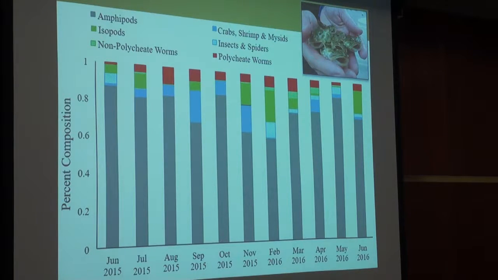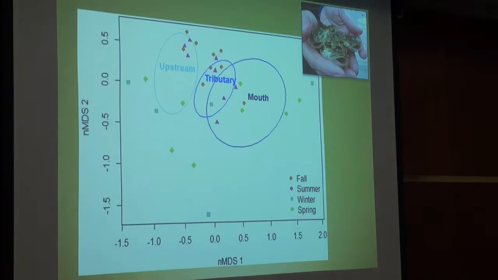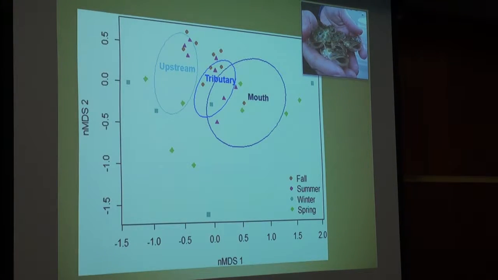We dissected nearly 400 staghorn sculpin and were therefore able to do NMDS analysis on this data as well. Perhaps unsurprisingly, with the dominance of amphipods year-round in the diet, season did not significantly determine what staghorn sculpin were eating, but the location where they were captured did. So staghorn that were captured at our upstream station had a significantly different diet, favoring a lot more insect larvae and more freshwater invertebrate species than staghorn captured at our tributary and mouth stations.